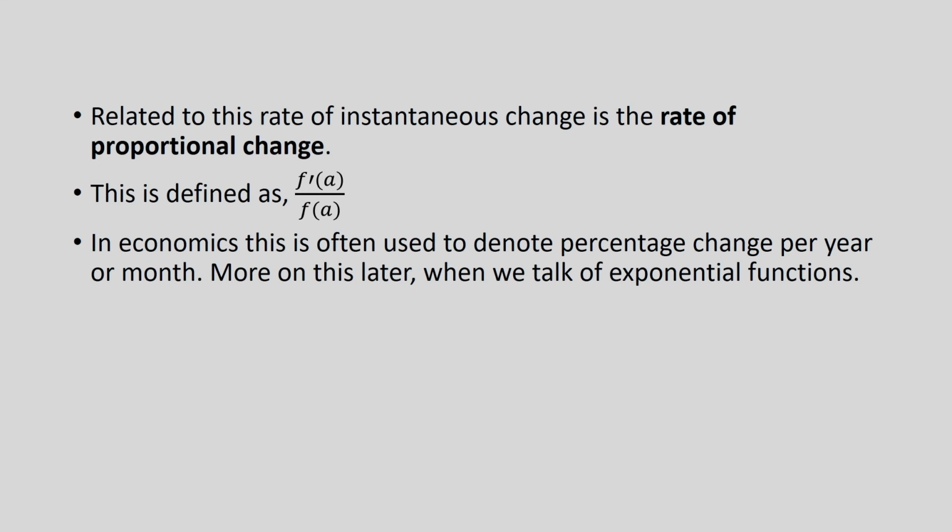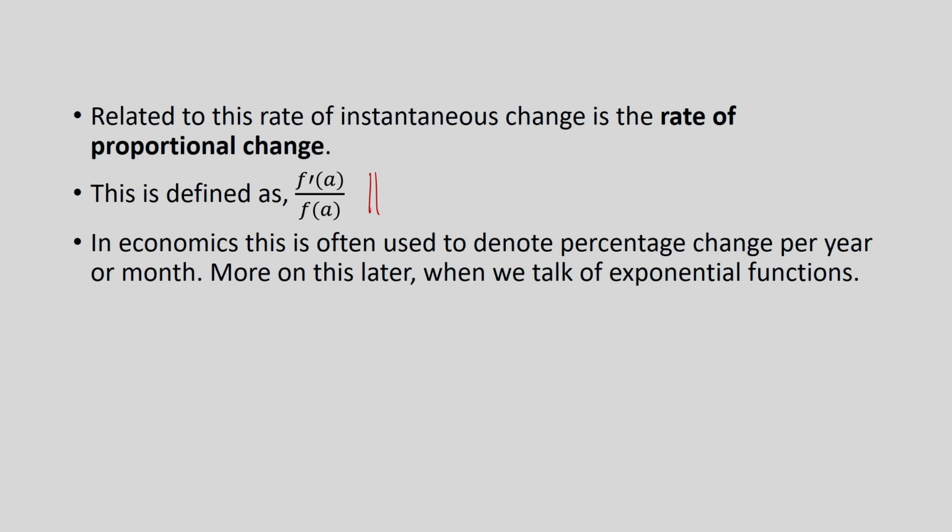Now, derivatives give you the instantaneous change, but compared to that there is another rate of change which is called the rate of proportional change, and this is defined as f prime of a divided by f of a. Now, in the numerator you have the derivative, but you are dividing that by the value of the function. This is called the rate of proportional change, right. Proportionately, how much is the value of the derivative?